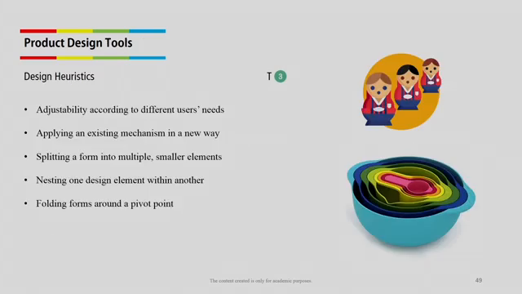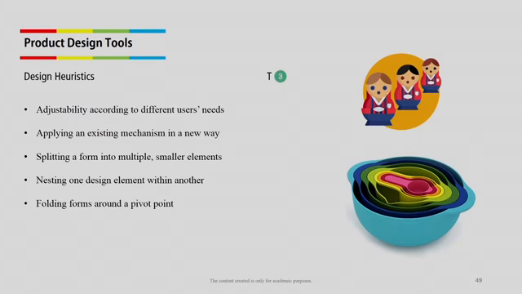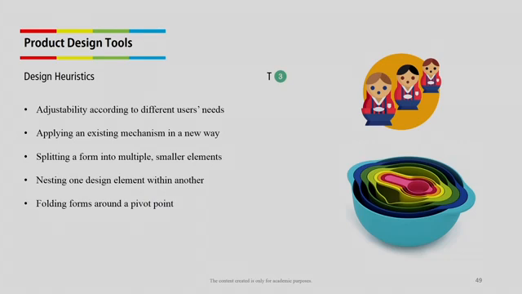Now, we will be discussing the product design tools. There are many tools. Here I am discussing only design heuristics, which is very much effective. Heuristics are basically, in simple words, the clues which will give designers and help them to generate new ideas. For example, here I am explaining only 5 of them, because I will be explaining more design heuristics in the concept generation video. The first one is adjustability according to different users' needs.